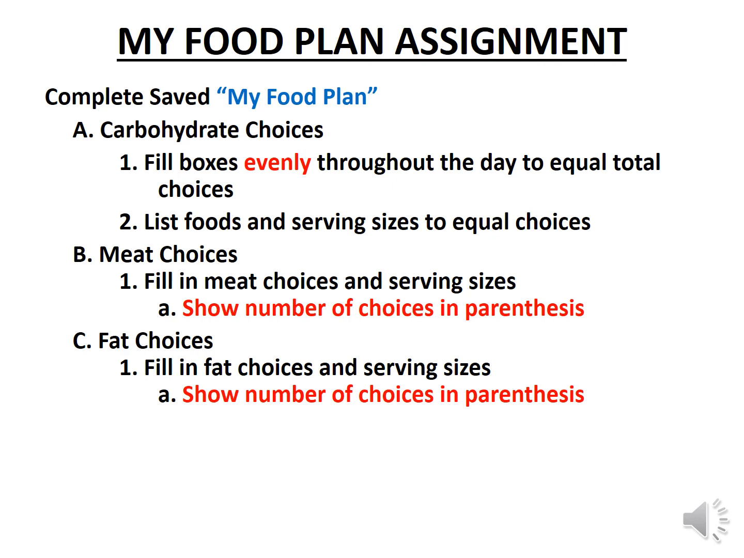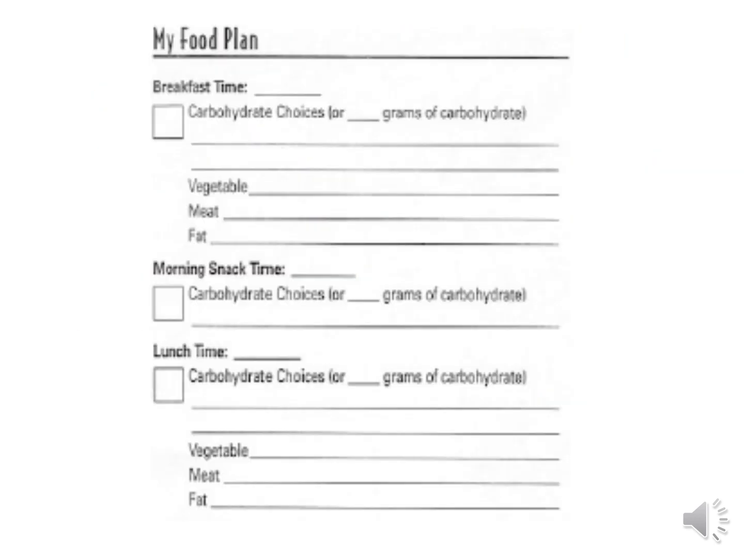The meat choices, they don't have to be distributed evenly. I mean, it'd be nice if they could, but if you're not one that normally eats meat for breakfast, then you could save those for lunch and dinner. It's just you need to get them all in during the day sometime. But again, the reason for the carbs is the sugar, and the meats are not going to turn into sugar, so you can distribute those any way you want. And the same with the fat choices. You just need to get them into the day. So here's what the form is going to look like. And you notice on the left-hand side, there are boxes, and that's where you're going to fill in your carbs.